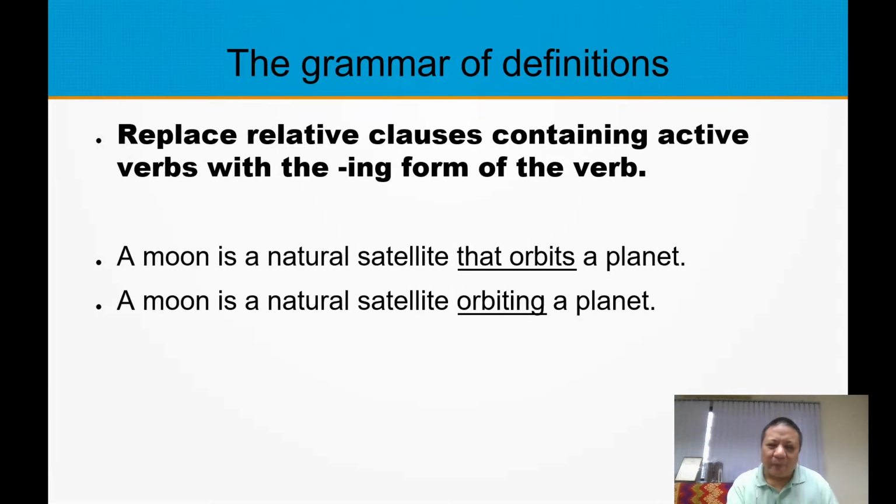Also, replace relative clauses containing active verbs with the ing form of the verb. So, for example, you have a moon is a natural satellite that orbits a planet. You can simply replace that orbits with the ing form. A moon is a natural satellite orbiting a planet. So that's a lot crispier. Okay?